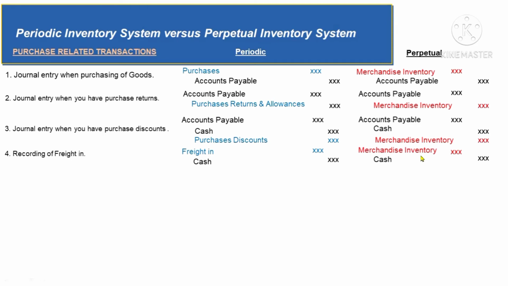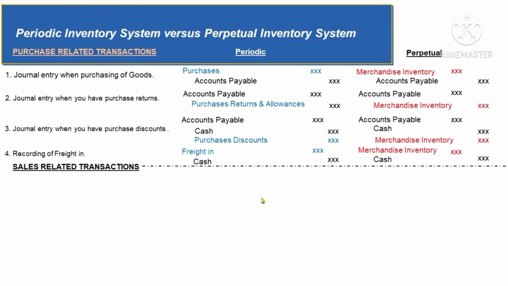So if you are going to summarize what's really happening right here, we can say that instead of using the purchases, purchase returns and allowances, purchases discounts, and the freight in, you are going to use the merchandise inventory account instead. How about sales-related transactions?